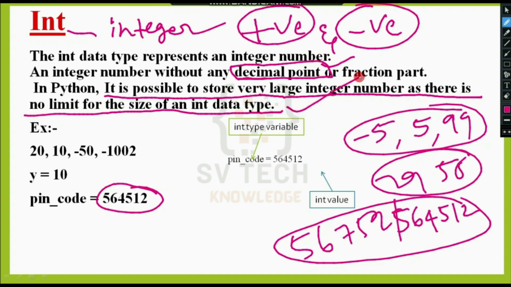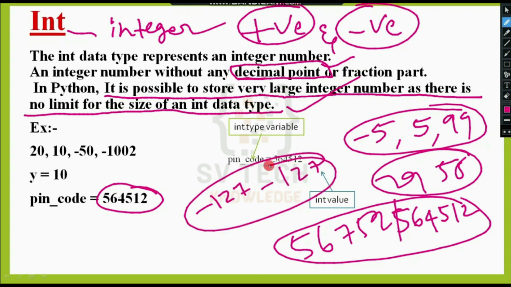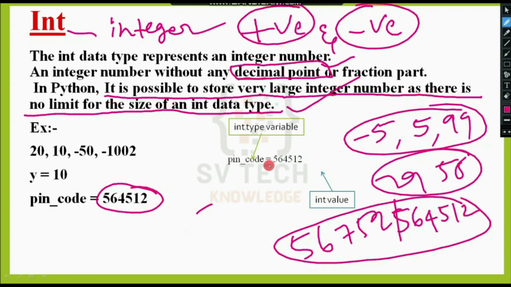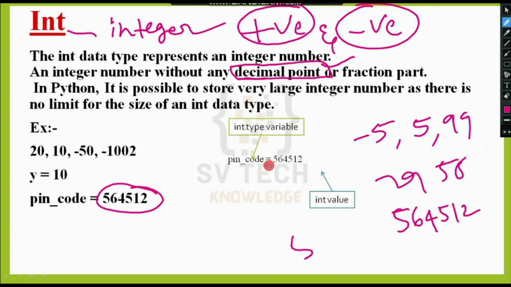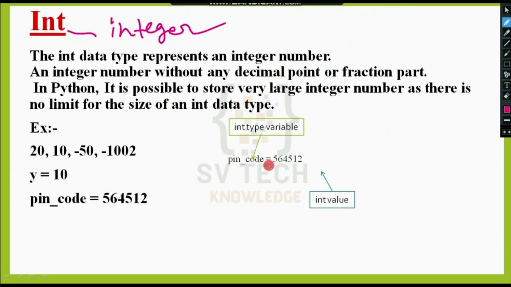In C language, the integer data type had a size limit, like -127 to 127 something. There was a limit, a range. But here we don't have any limit, any range for integer numbers. Here I am clearly mentioning there is no limit for the size of an int data type.